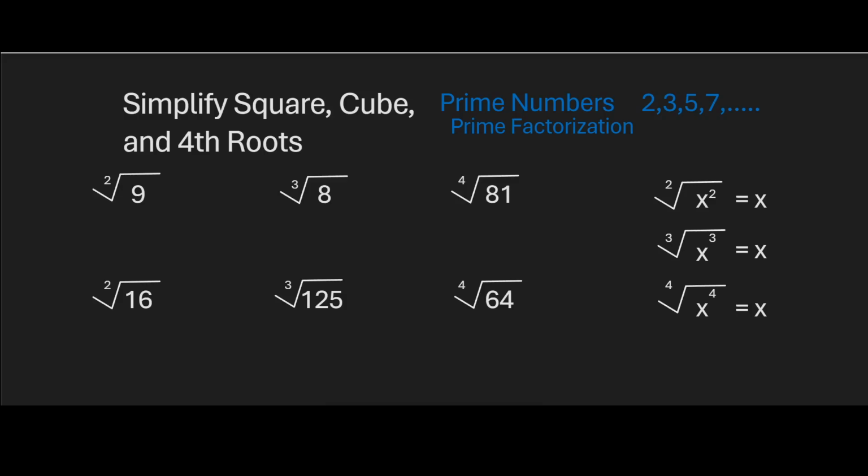We're gonna be simplifying a square, cube, and fourth root. Well, the way it works is this way. Look at the square root. We say a square because the number outside is 2. We're just gonna state it, but usually we never write it. So you're gonna see this place is empty.